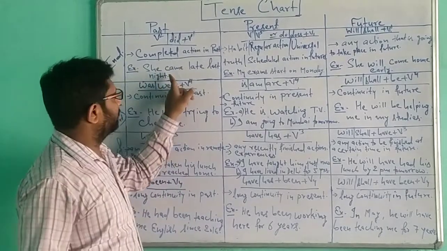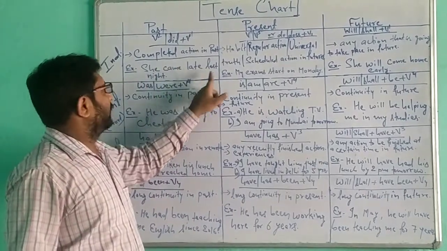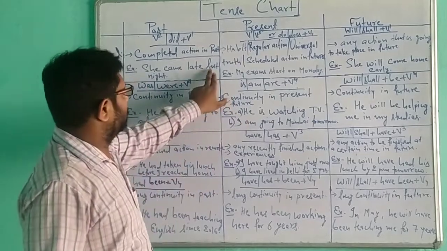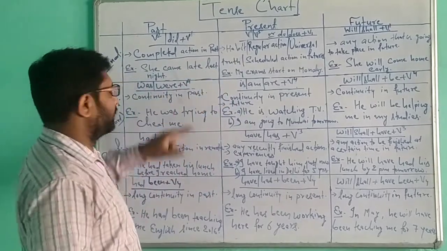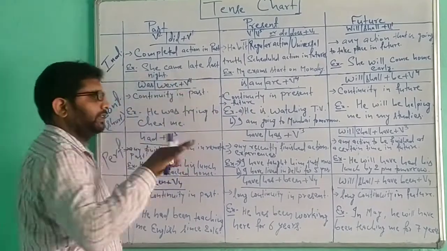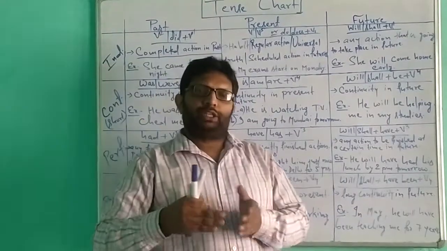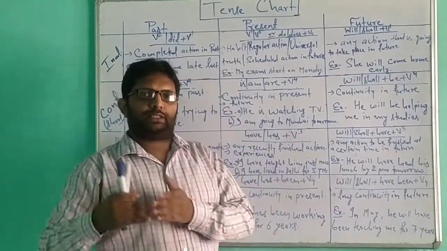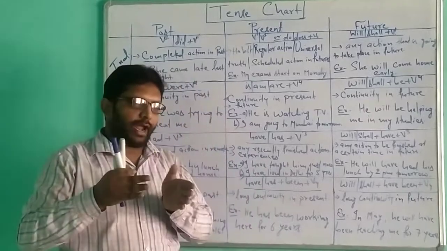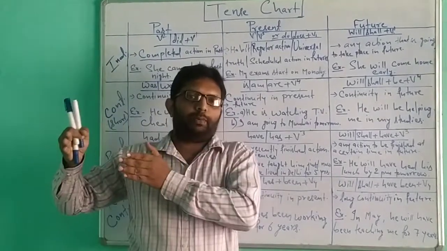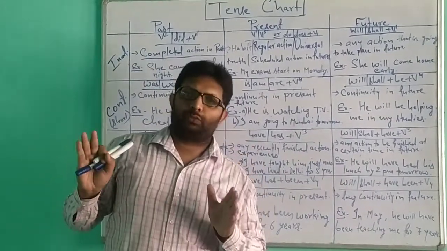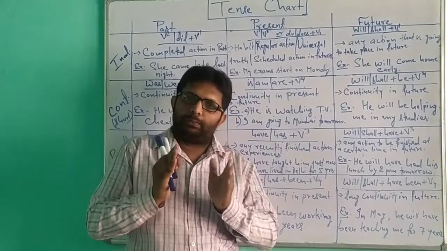I have given one example: She came late last night. You can see here that the time, last night, has been mentioned. She came late last night. It means that at a certain time in the past, the action was over. This is the use of simple past tense.